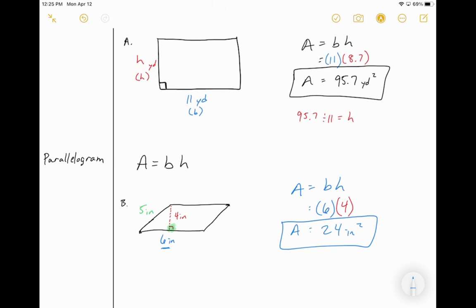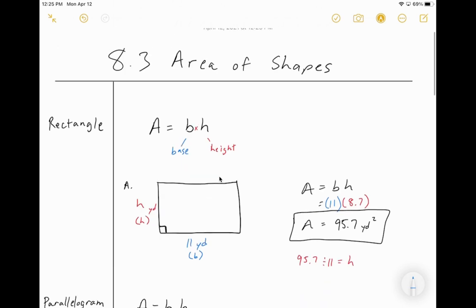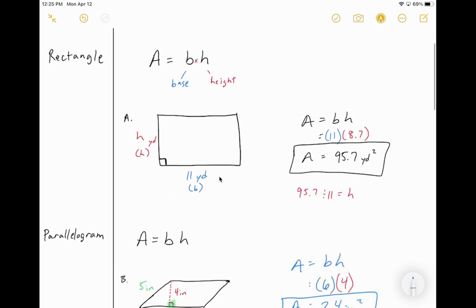So very simple formula for rectangles and parallelograms. Base times height. The only thing that you need to focus on is making sure you're using the base and the height. The height, again, has to meet at 90 degrees. Okay. So that's the big thing for rectangles and parallelograms. And once you get the hang of it, you'll be able to multiply these really, really quick in your calculators. Okay. So again, all it is base times height for rectangles and parallelograms.